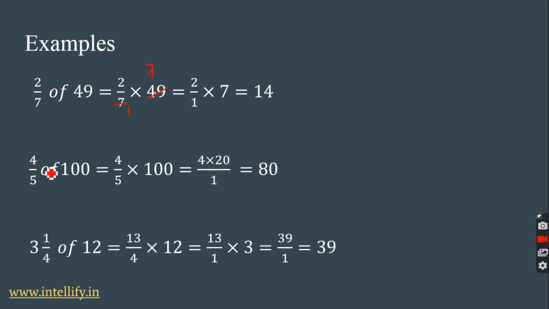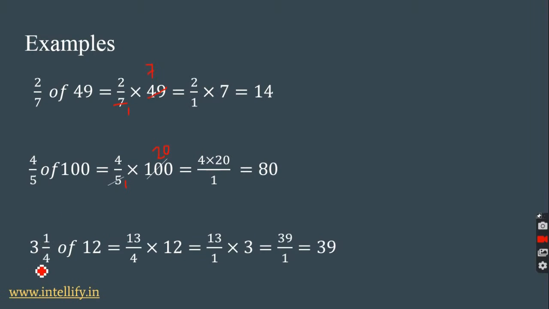The second problem here is 4 by 5 of 100. यानी कि 4 by 5 into 100. तो 100 और 5 के बीच डिविजन हो सकता है. 20 into 5 is 100 and 5 into 1 is 5. So we have 4 into 20 by 1, that is 80.